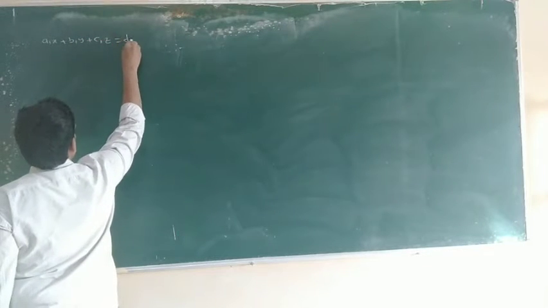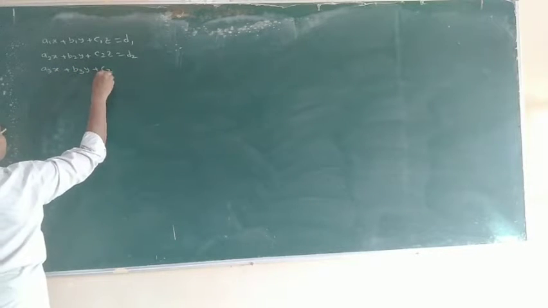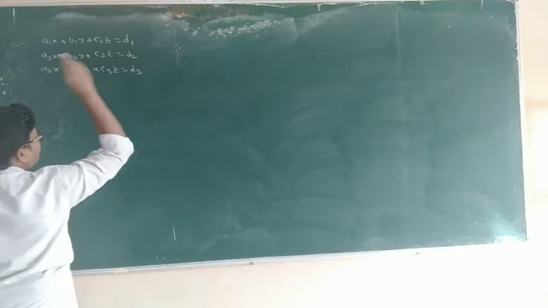a1x plus b1y plus c1z is equal to d1. a2x plus b2y plus c2z is equal to d2. a3x plus b3y plus c3z is equal to d3. These are a system of linear equations. Linear equation means first degree equation. So this is a system of linear equations.